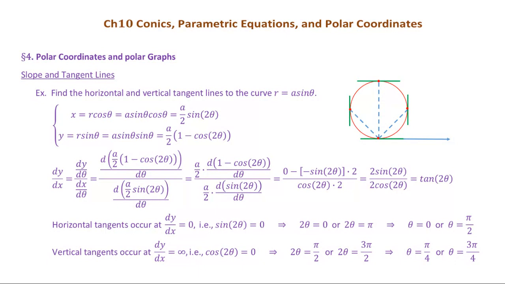If you draw the line from the pole to the top point, you get the perpendicular line to the polar axis. So θ equal to π/2, right? And the other two vertical tangents occur at the left and the right with θ equal to π/4, 45 degrees, on the right, and 3π/4, 135 degrees, on the left. You can see on the circle. Okay. So that confirms our result. So that's the example of tangents in polar coordinates.